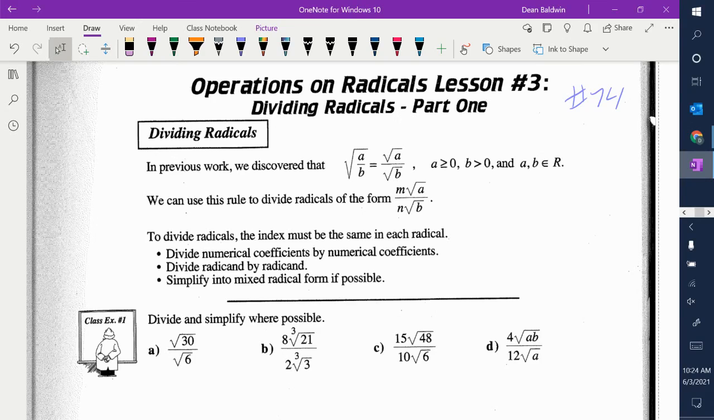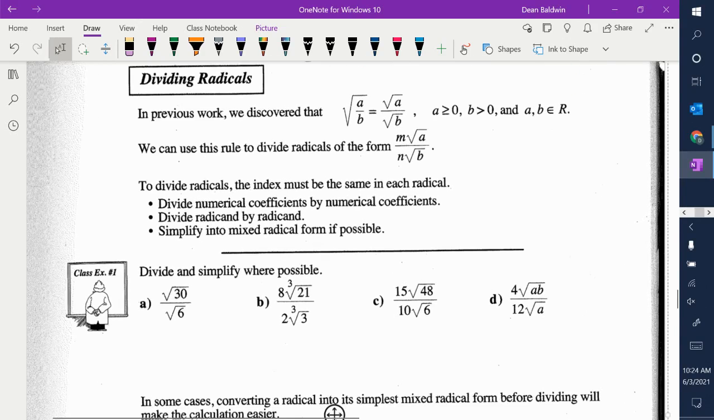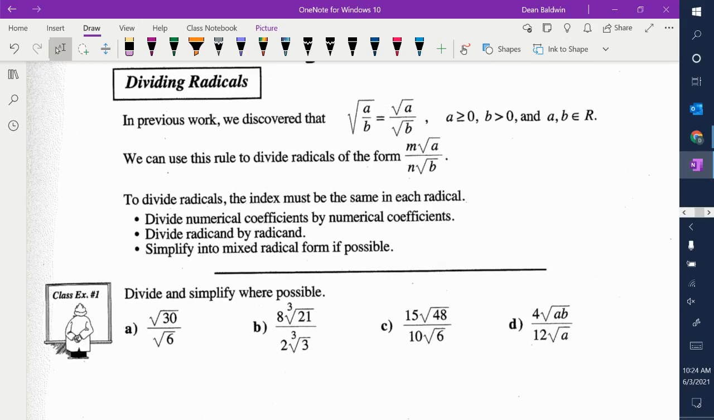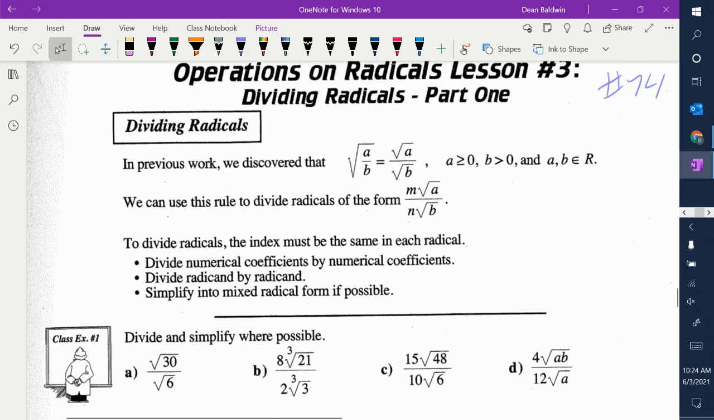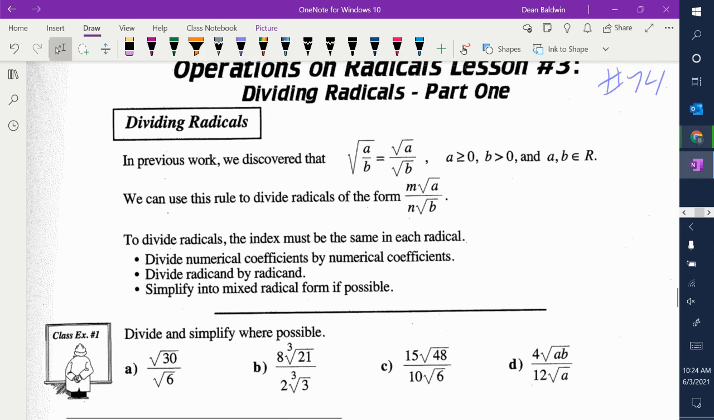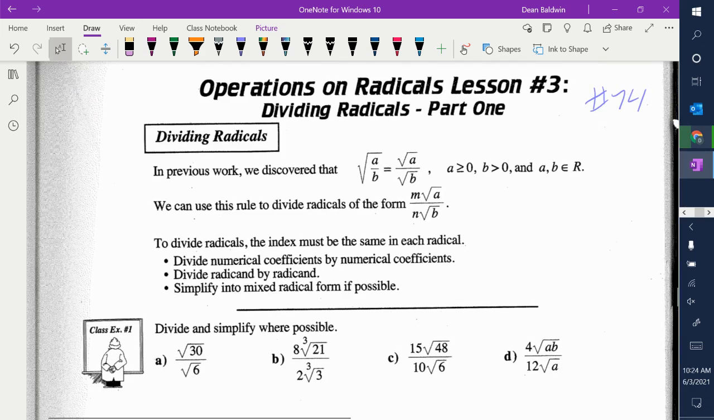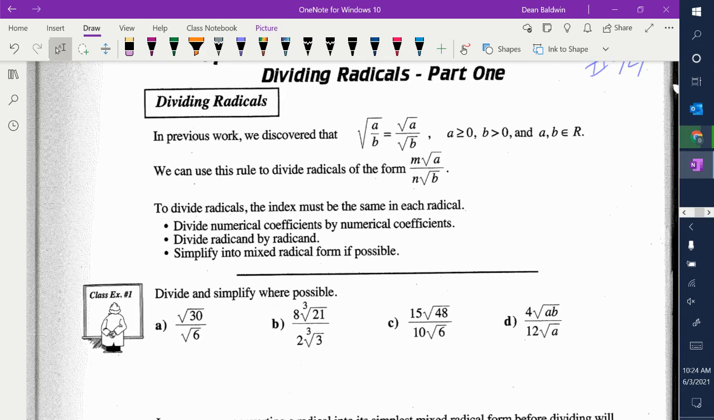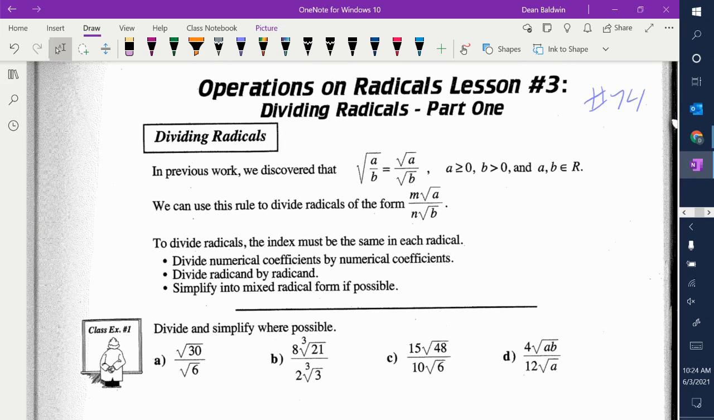Okay. So we've looked at dividing a bit. 74 for the third time. All right. So, is it 73? Oh, 73.